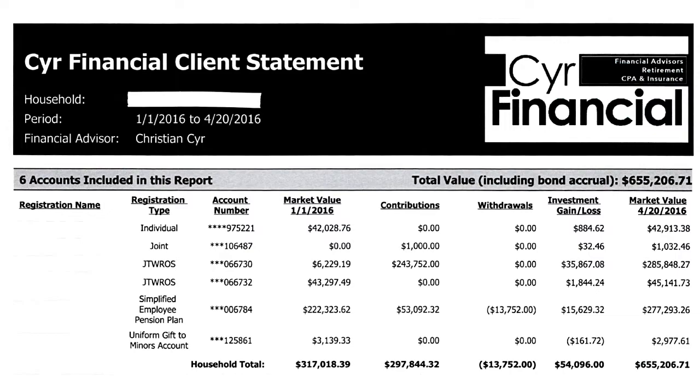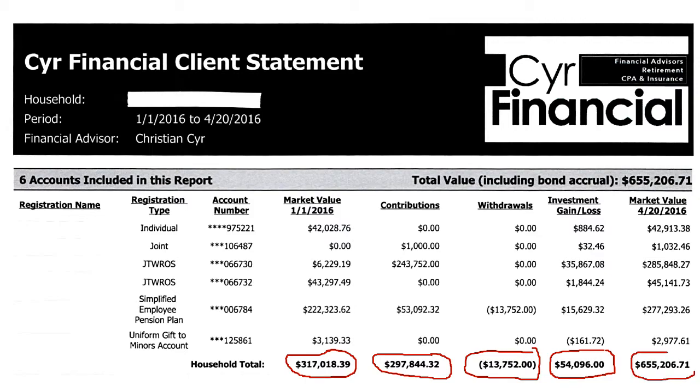The very first section of the client statement shows all the accounts you have with Cyr Financial, the beginning market value, the amount of money you may have contributed from that time period, the amount of money you may have taken out, and the amount that your investments have gone up or down, and finally, the ending value for that period.